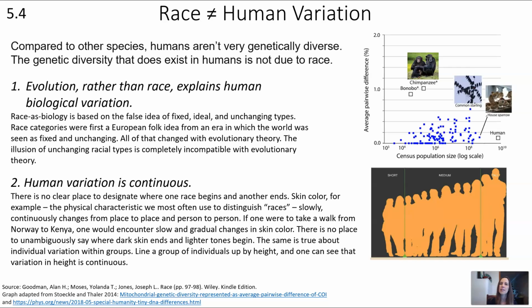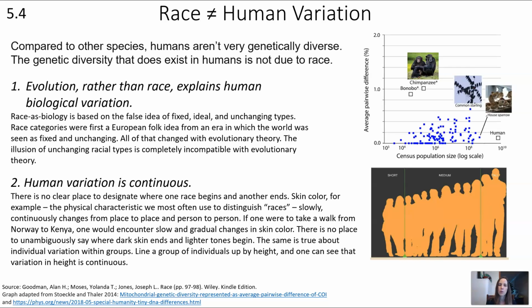Human variation is continuous. You can see that in the picture on the right, which shows human variation in height, which is another type of human variation. So there's no clear place to designate where one race begins and another ends. Skin color, for example, the physical characteristic we most often use to distinguish races, slowly, continuously changes from place to place and person to person. If one were to take a walk from Norway to Kenya, one would encounter slow and gradual changes in skin color. There's no place to unambiguously say where dark skin ends and lighter tones begin.